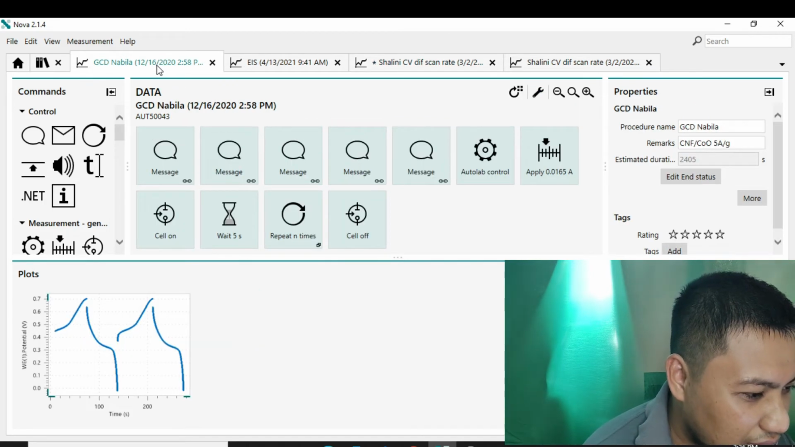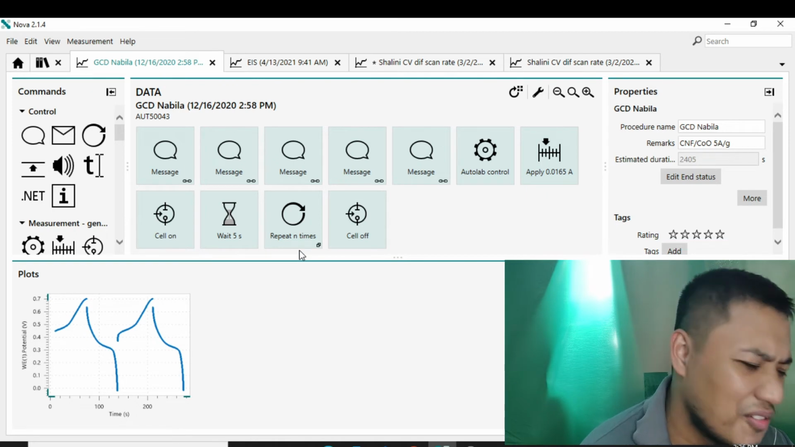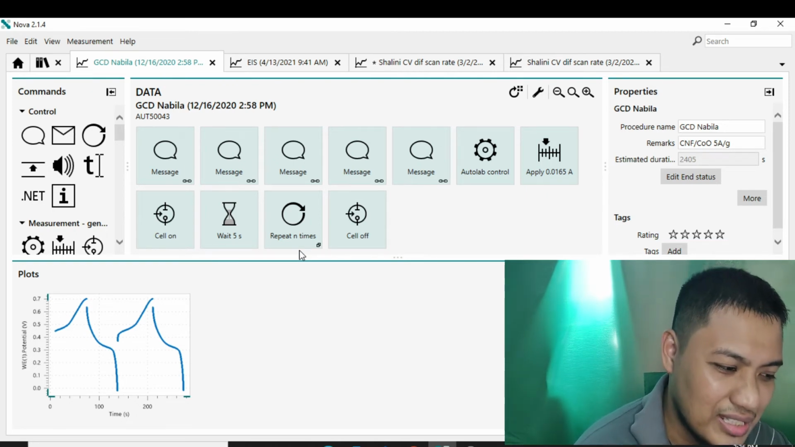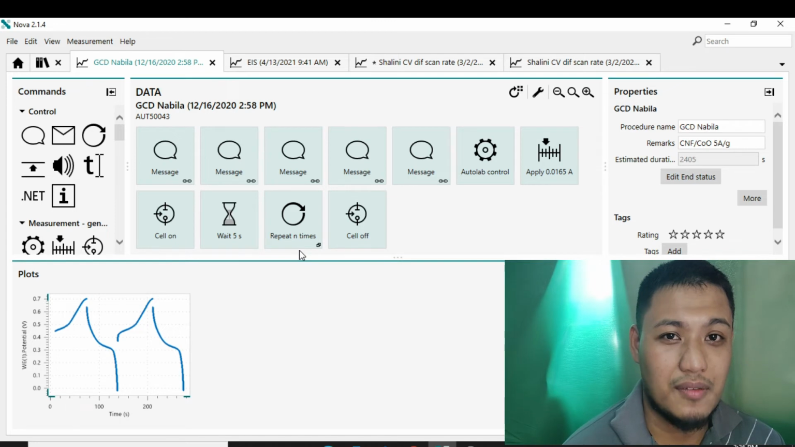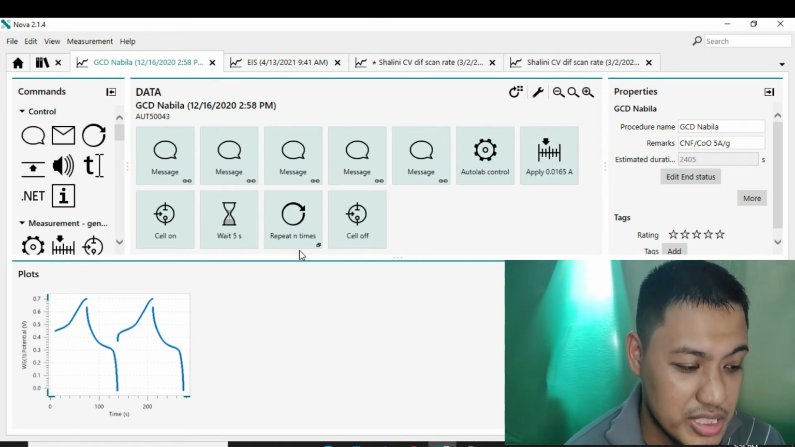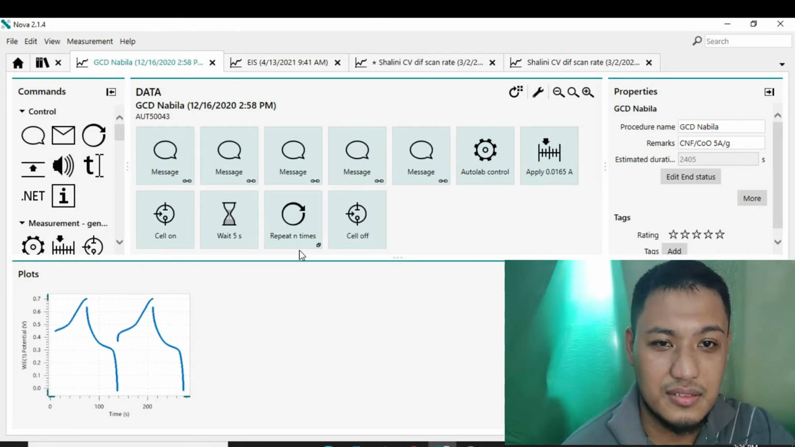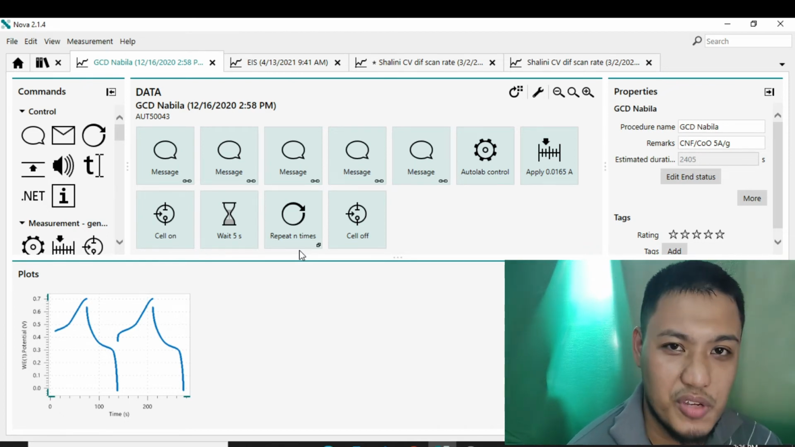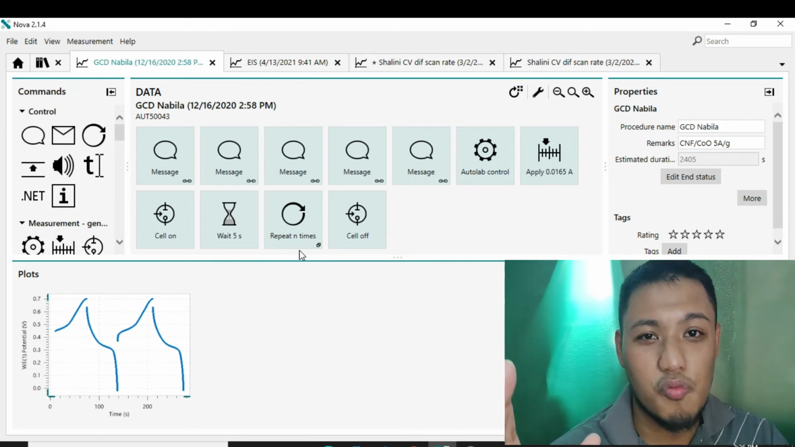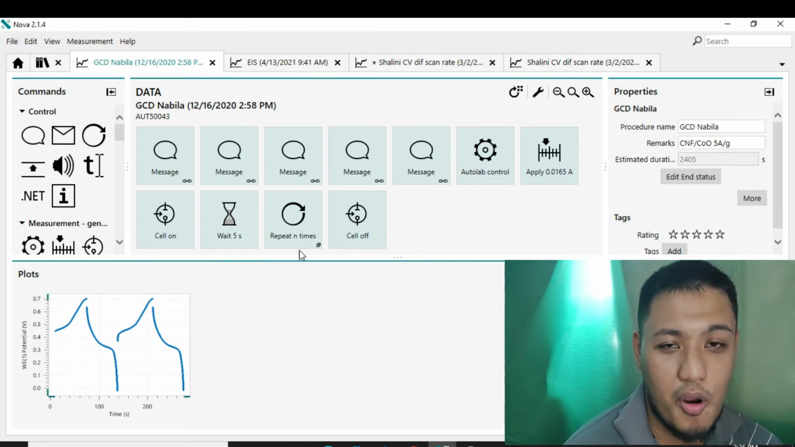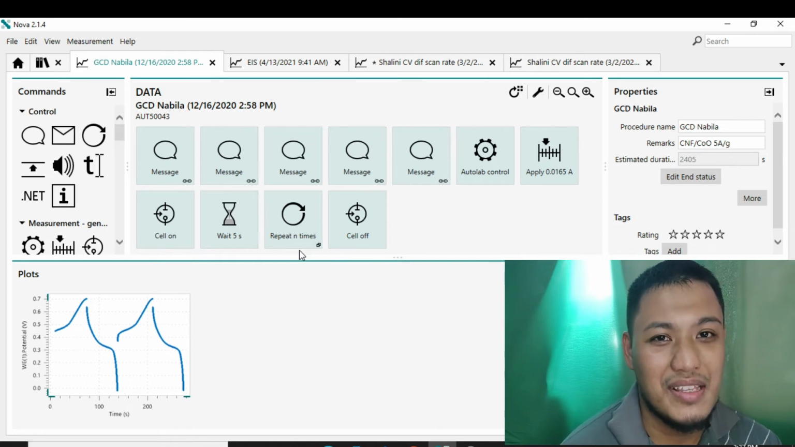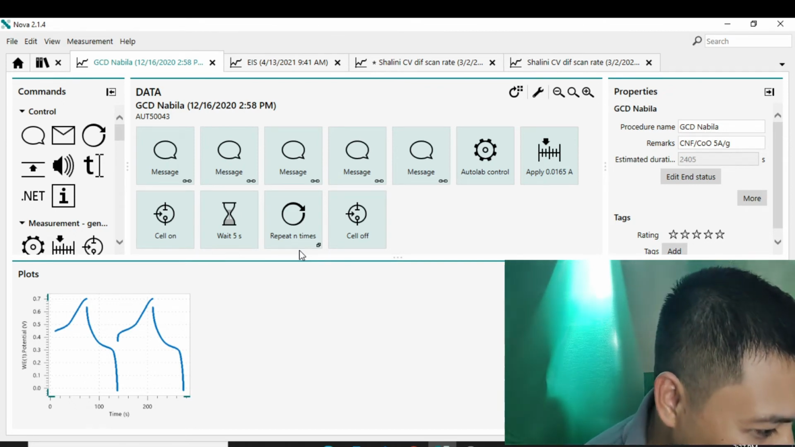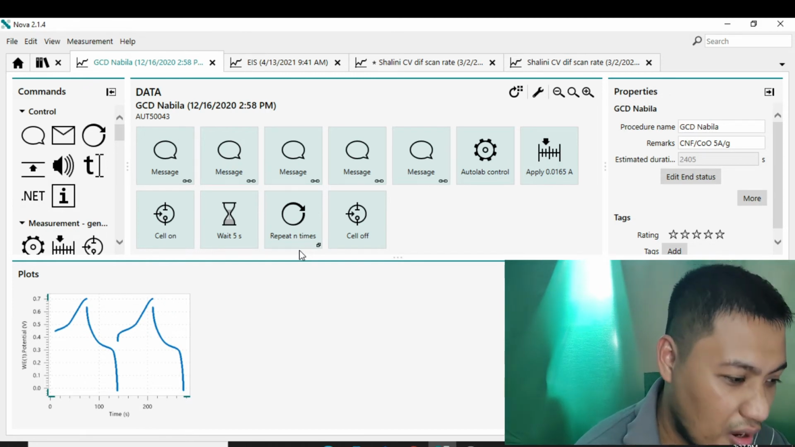Then after that we're going to run the GCD. It's a little bit difficult for GCD. Sometimes some problems happen. For example, your GCD curve, the triangle or the distorted triangle, cannot achieve the desired potential window. Sometimes you scan from 0 to 1, but they only can achieve 0 to 0.7. That's very bad. You must increase the current density, because the higher the current density, the higher the ability to achieve that potential window. So what happened? We go deeply into how to run it.